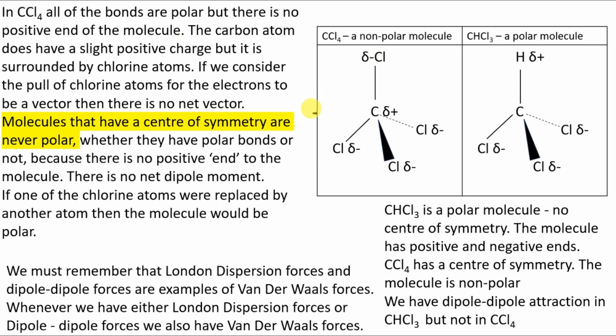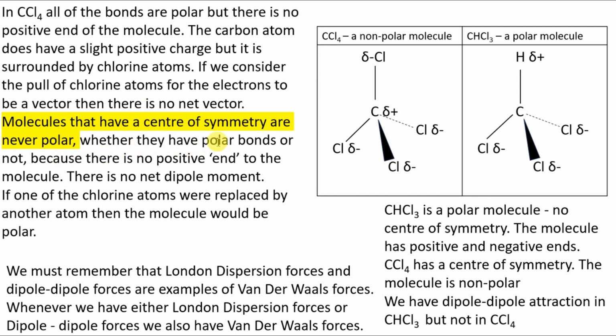If I look at my first diagram on the left, each carbon to chlorine bond is polar, but the central carbon with the delta plus is surrounded by negative charge on the 4 chlorine atoms. The carbon atom does have a slightly positive charge, but it's surrounded by chlorine atoms. If we consider the pull of the chlorine atoms for the electrons to be a vector, there's no net vector.